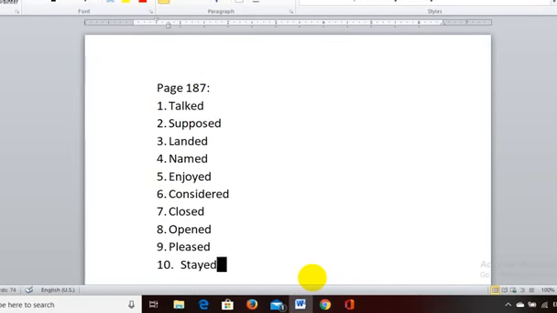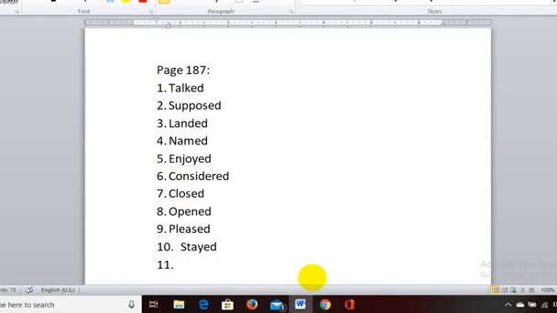So I'm pretty sure that you guys can do from 11 to 20 on your own. So I'm just going to write that for you over here. From 11 to 20 is homework. This is obviously which page? Page 187, okay?